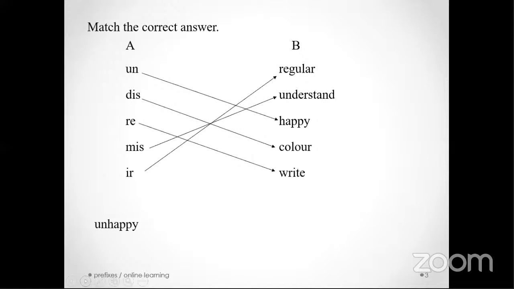First one, unhappy. Second one, discolor. Third one, rewrite. Fourth one, misunderstand. Next one, irregular. I will give you a few seconds to write these down. Okay, let's start the lesson now.